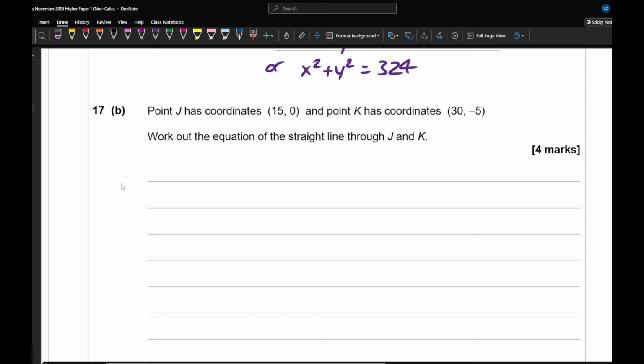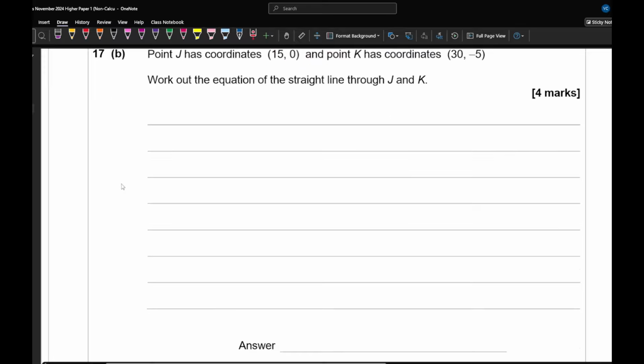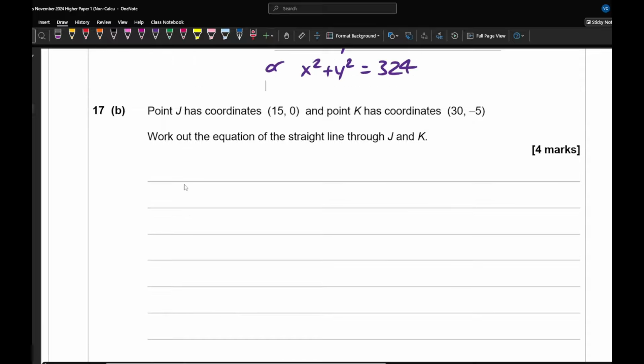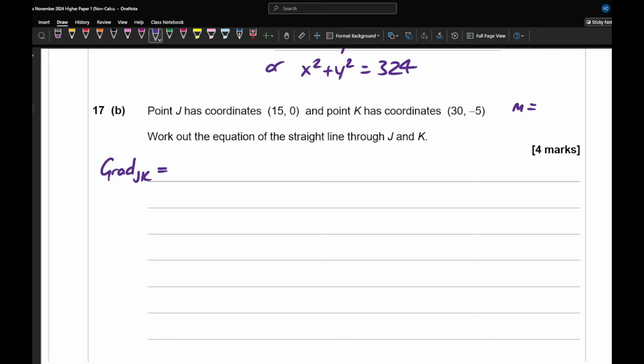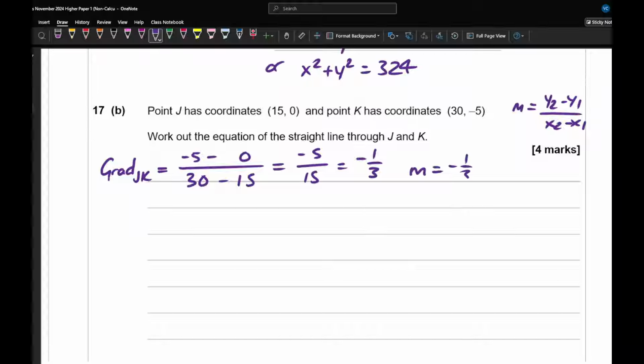Moving on to question 17b, it says point J has coordinates of 15, 0 and point K has coordinates of 30, minus 5. Work out the equation of the straight line through J and K. For this, we can do it in one of 2 ways, but the first thing we need to do is find the gradient of JK. For this we use the formula m equals y2 minus y1 over x2 minus x1, so it's the difference in the y over the difference in the x. So I get minus 5 minus 0 over 30 minus 15. Working this out, I get minus 5 over 15, which gives me a gradient value of minus 1/3. So m equals minus 1 over 3.